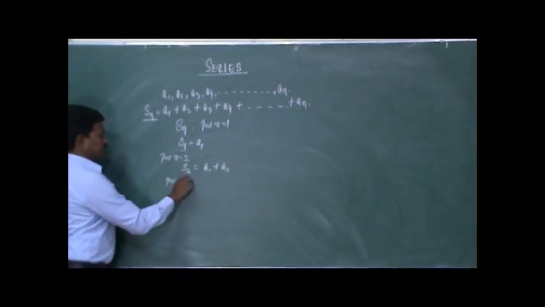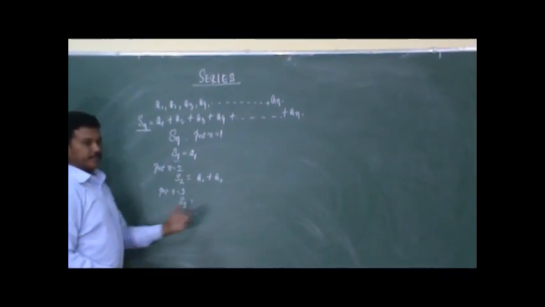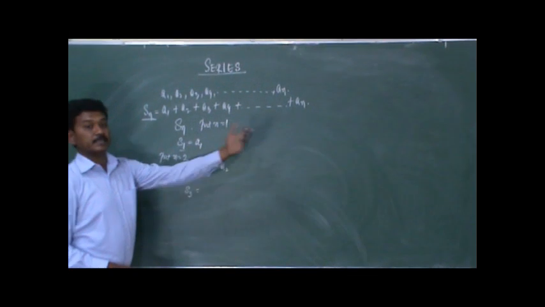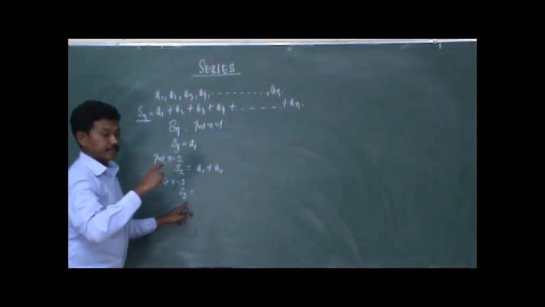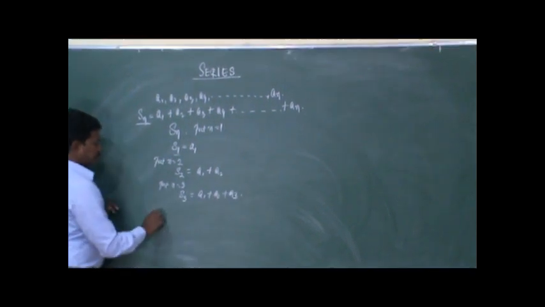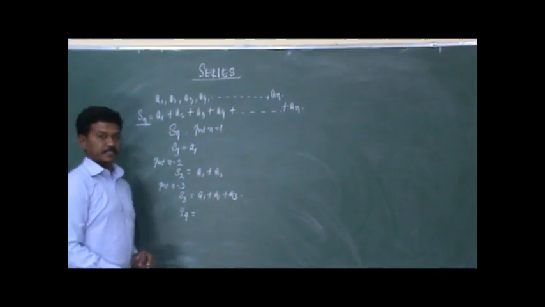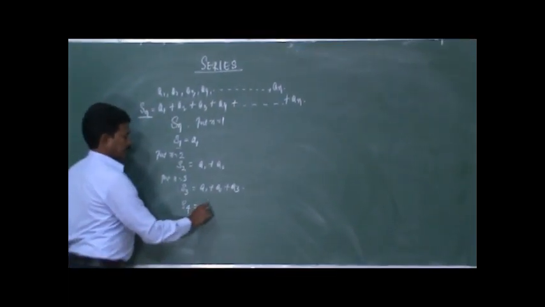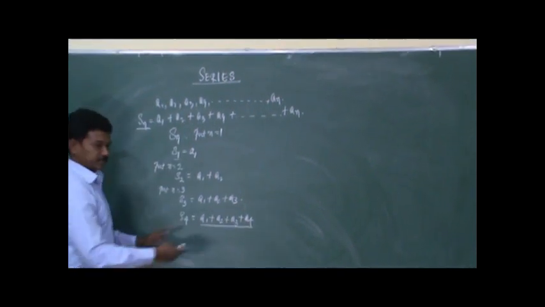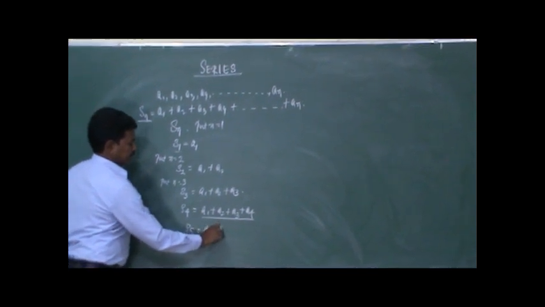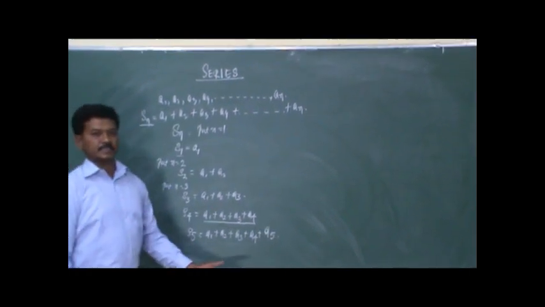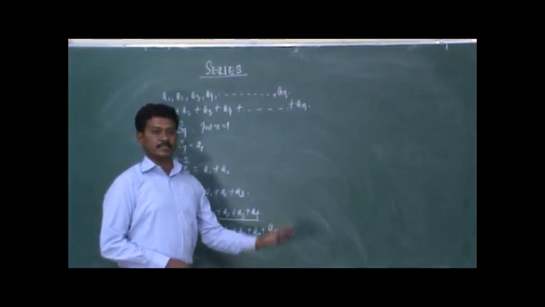If you put n is equal to 3, the sum of the three terms is taken. It is the sum of the first three terms of the sequence, not third, fourth and fifth, not 7, 8 and 9, not like that. So that becomes A1 plus A2 plus A3. Similarly S4 is the sum of the first four terms, A1 plus A2 plus A3 plus A4. Similarly, S5 is A1 plus A2 plus A3 plus A4 plus A5. So similarly, you can guess S6, S7, S8, S9, S10, something like that.